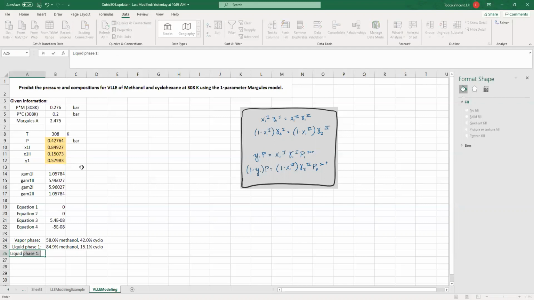And liquid phase 2 is then 15.1% methanol, and the other 84.9% cyclohexane. Also recognize that I have symmetry here as well, right? The compositions of the liquid phases are the same, but they're just flipped, and that reflects the fact that I'm using one-parameter Margules instead of two-parameter Margules. So again, that is how you solve a prediction vapor-liquid-liquid equilibrium problem, a system of 4 equations and 4 unknowns.